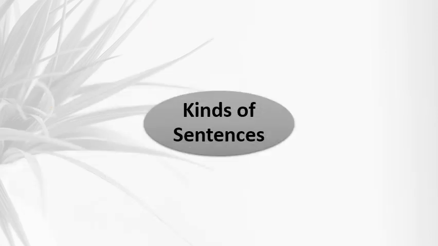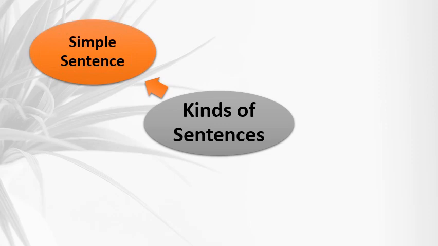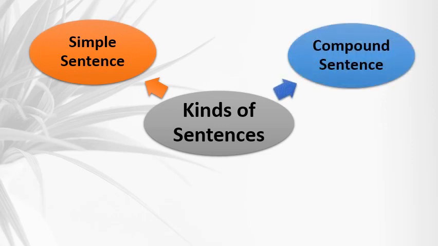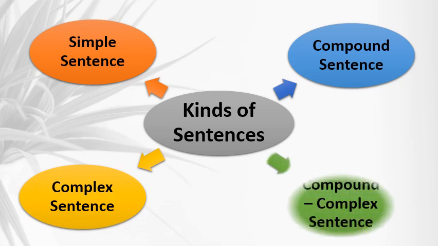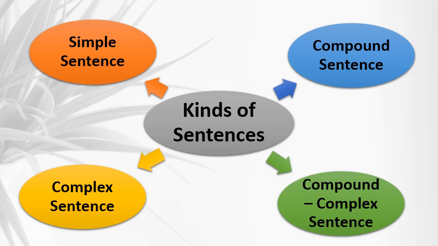So now let us see how many kinds of sentences there are on the basis of structure. Number 1, simple sentence. Number 2, compound sentence. Number 3, complex sentence. Number 4, compound complex sentence or complex compound sentence. So there are 4 kinds of sentences on the basis of structure. Now let us read about all these kinds of sentences in detail.